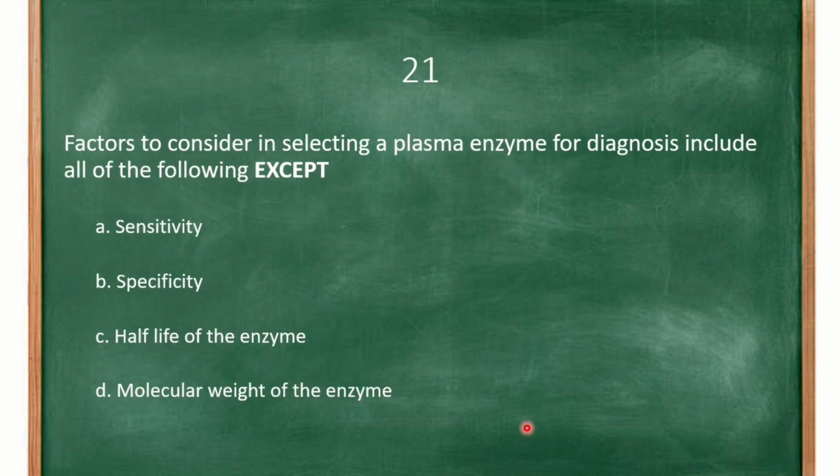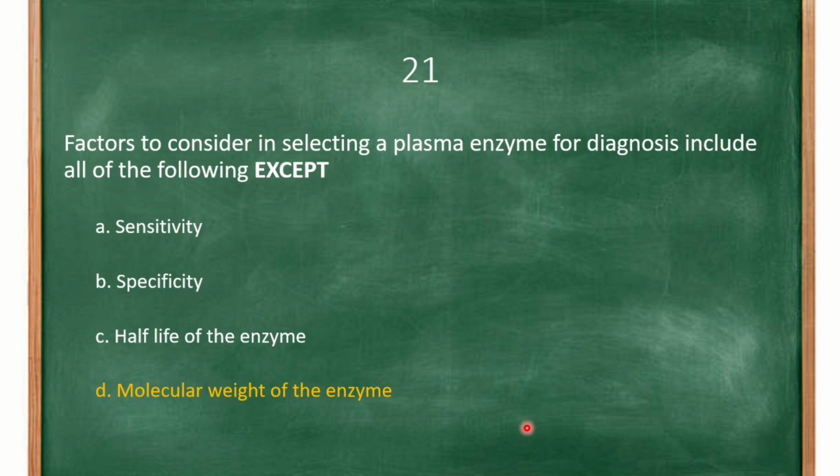Okay, question 21. Factors to consider in selecting a plasma enzyme for diagnosis include all the following except: A, sensitivity; B, specificity; C, half-life of the enzyme; and D, molecular weight of the enzyme. The correct answer here is D, molecular weight of the enzyme.